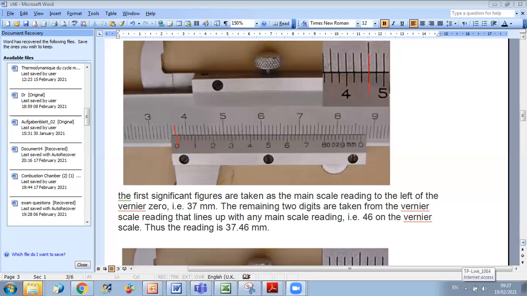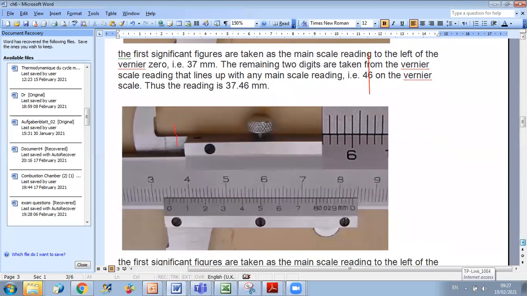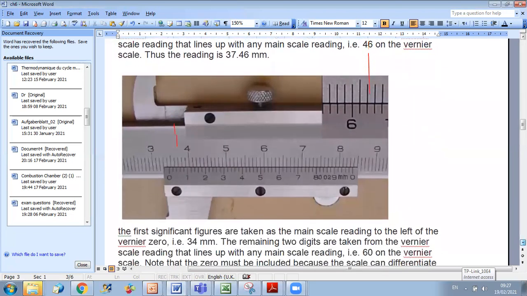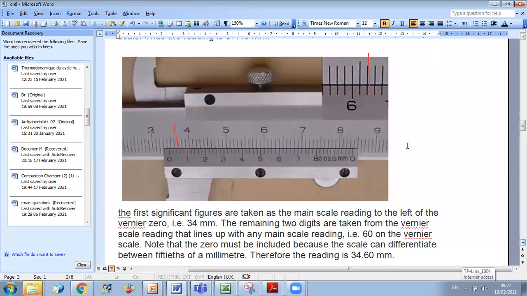Another example. If I consider the following figure, I look first at my 0. This is my 0. I have here 3 centimeters, then 1, 2, 3, 4. So it's 3.4 centimeters or 34 millimeters. So from the main scale, I read 34 millimeters.